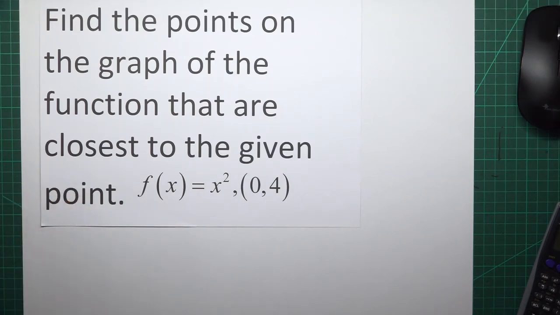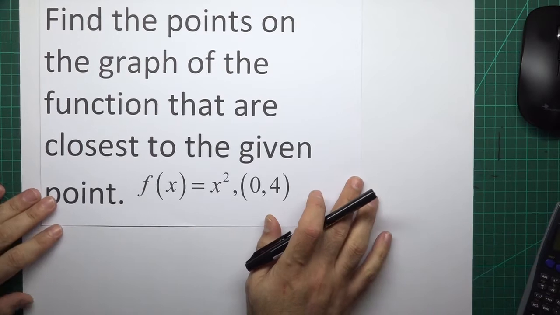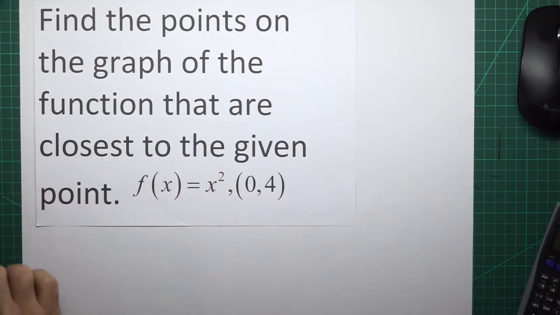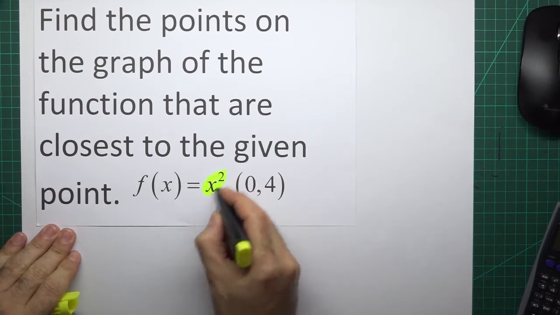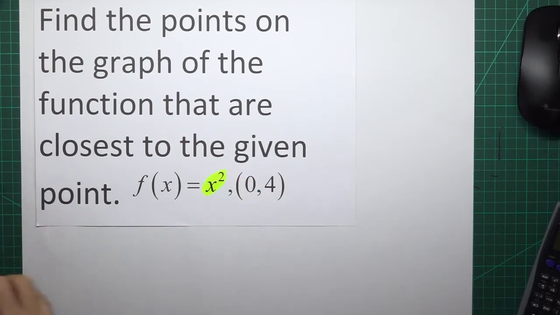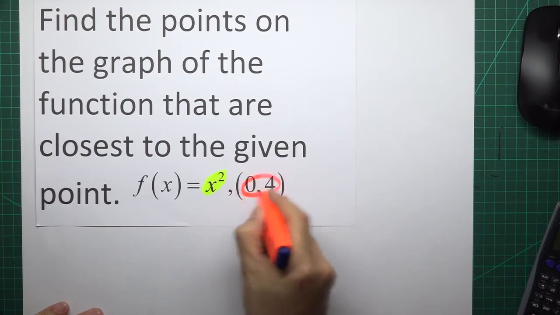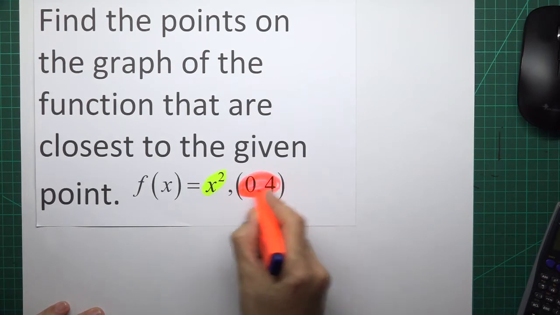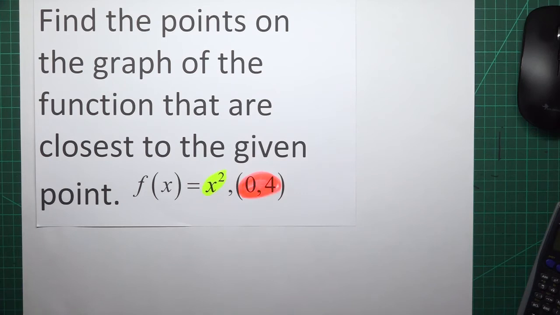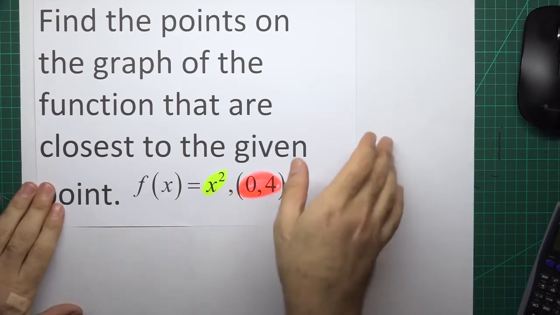بنحكي في هذا الفيديو عن optimization وعن هذه المسألة: find the point on the graph of the function that is closest to the given point. عندي هذا الفانكشن x squared وعندي هذه البوينت، واللي يعني I assume أنها not lies on the function to any extent، والمطلوب مني أن أوجد بوينت على f which is the closest to the point (0, 4).